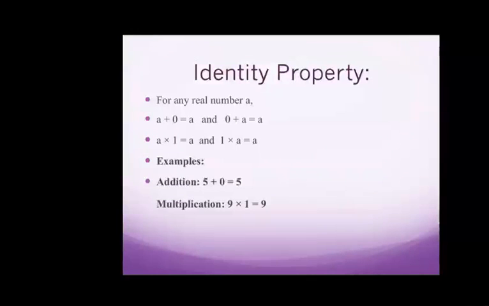The identity property tells us that for any real number A, when I add 0 to it, I'm going to get A. That's the identity. It's who it is. If I add 0 plus A or A plus 0, I'm going to get A. This is my identity property of addition. The identity property for multiplication is just multiplying it by 1. If you multiply anything by 1, you're going to get itself. So that is our identity property for multiplication.